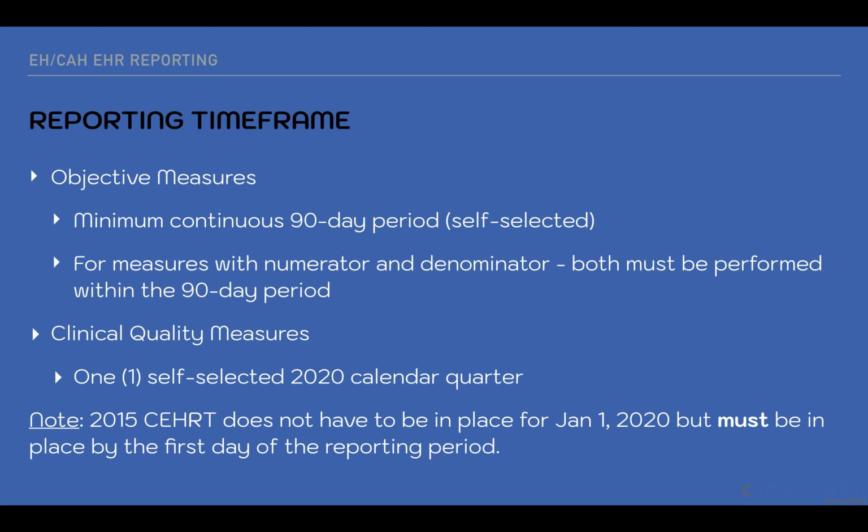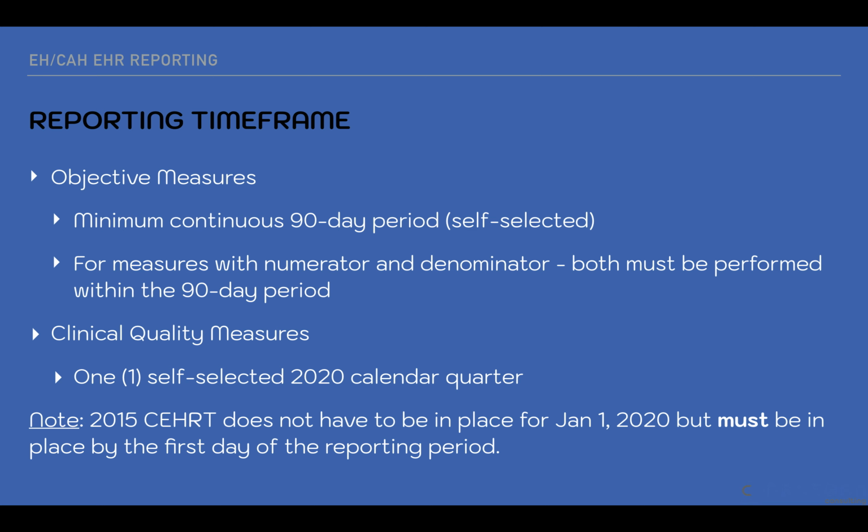For the objectives and measures for this calendar year 2020, eligible hospitals and critical access hospitals, as well as dual eligible, have 4 objectives that they need to attest to, and they are electronic prescribing, health information exchange, provider to patient exchange, and public health and clinical data exchange.